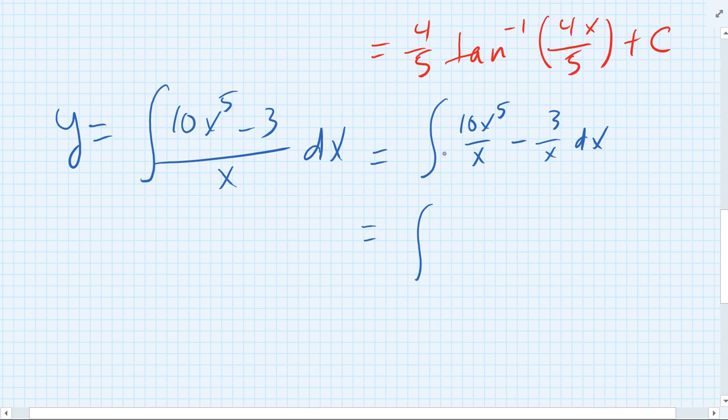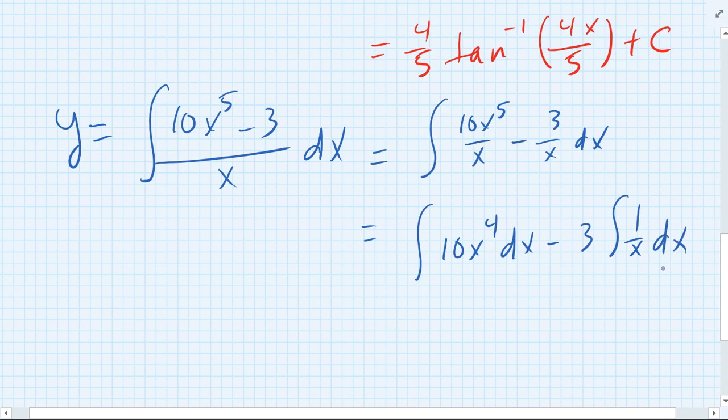How can you simplify 10x to the 5th divided by x? How can I write 3 divided by x so that I can do the power rule? 3x to the negative 1. Actually, I don't want to do that. Actually, what I want to do is, because I want this to be obvious to y'all, I'm going to write this as two different integrals. Here you'll see why. This is 10x to the 4th dx, and this is minus 3 integral of 1 over x dx.